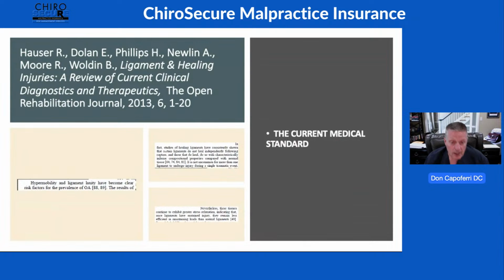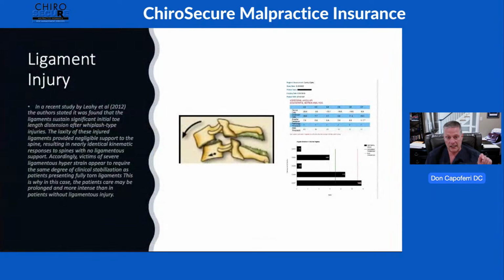Hauser and Doland wrote the kind of landmark paper in 2013 that ligaments, once compromised, replace the damaged tissue with inherently inferior tissue, especially after puberty. So ligament damage is permanent. That's another reason to manage your patients ongoing, because there is no bring the ligament back to pre-injury status or pre-compromised status. You might want to take a screenshot of this.